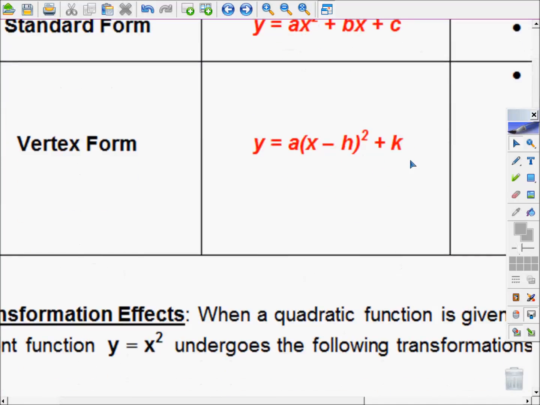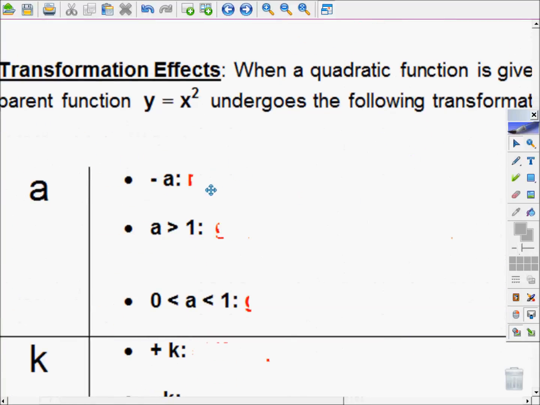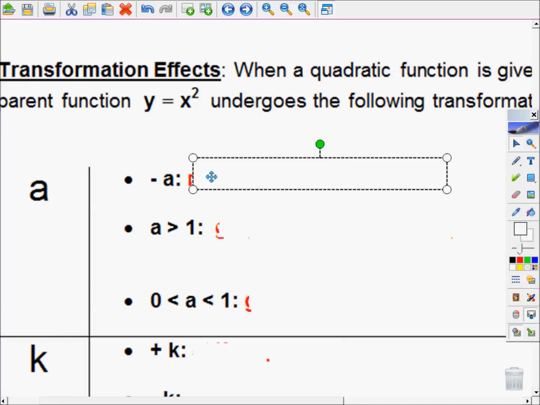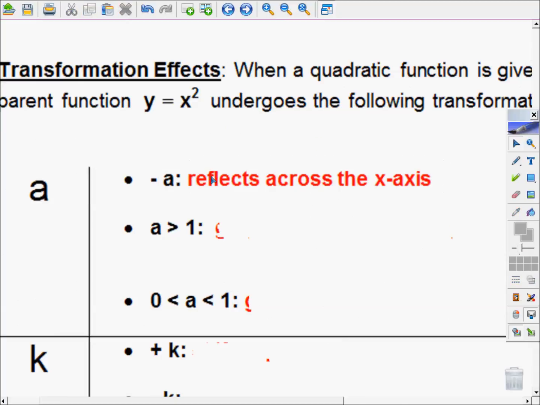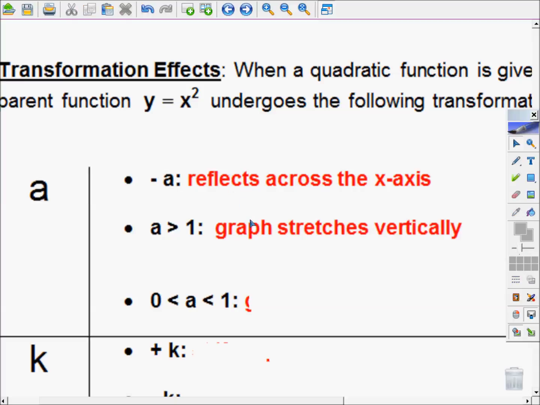However, in vertex form, A, H, and K have meaning. If A is negative, what does that tell us? It's going to reflect over the x-axis. If A is greater than 1, what happens? It stretches. We're taking our dough and we are stretching it. We're pulling it. We're making it longer, right?